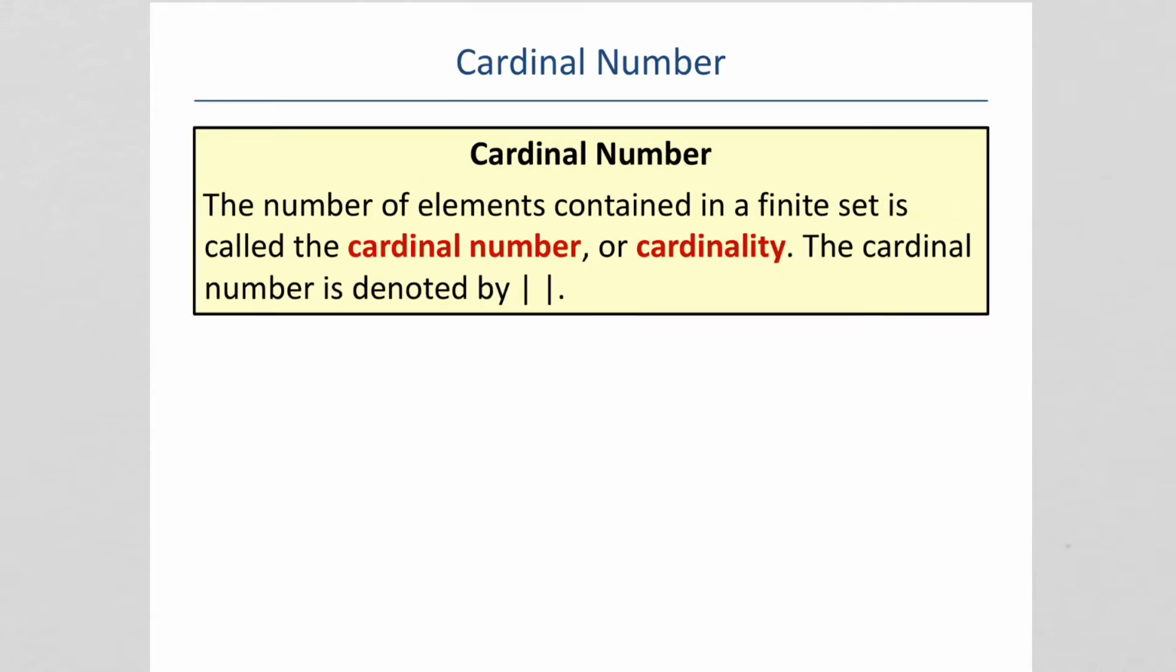The number of elements contained in a finite set, finite meaning it's got a finite amount of items in it, is called the cardinal number or cardinality. The cardinal number is denoted by bars. Okay, it doesn't mean absolute value, but that's what it looks like.